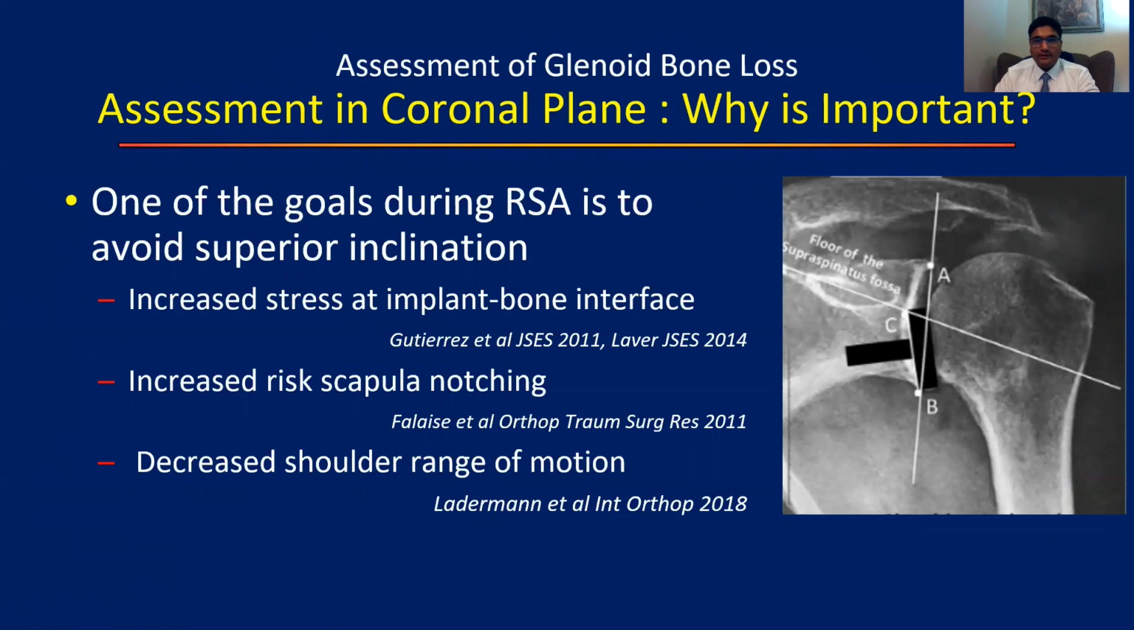Another way to assess glenoid bone loss is in the coronal plane. This is very important, especially for reverse shoulder arthroplasty. One of the main goals of reverse shoulder arthroplasty is to avoid superior inclination. This is important because there's increased stress at the implant-bone interface, which can lead to baseplate failure. There's also increased risk of scapular notching, and decreased shoulder range of motion.